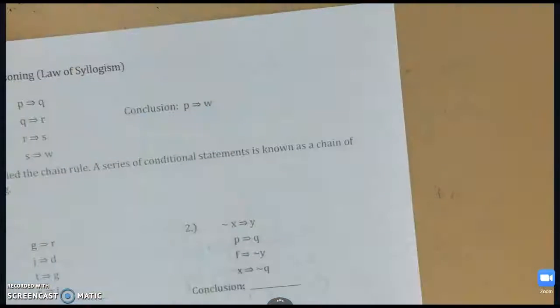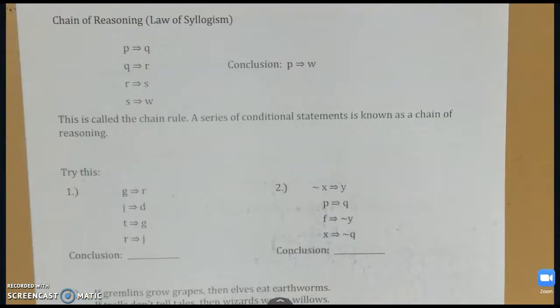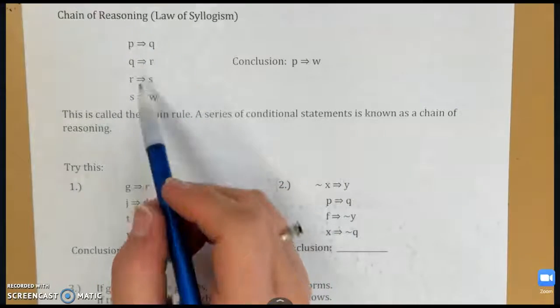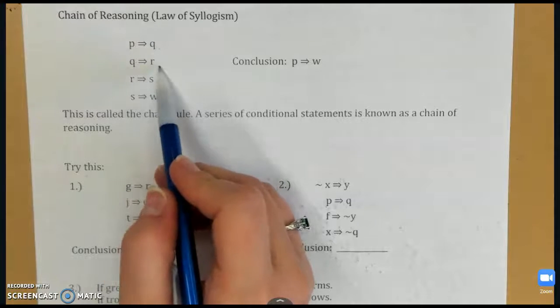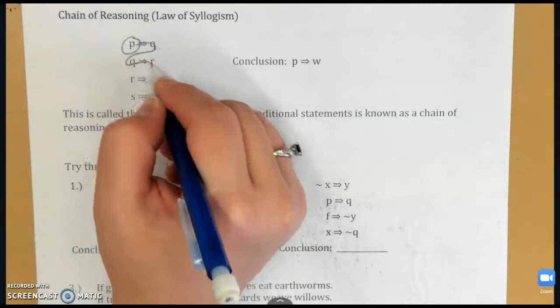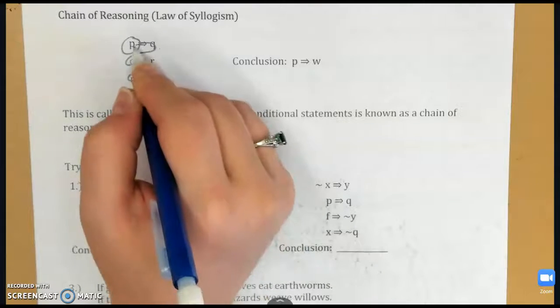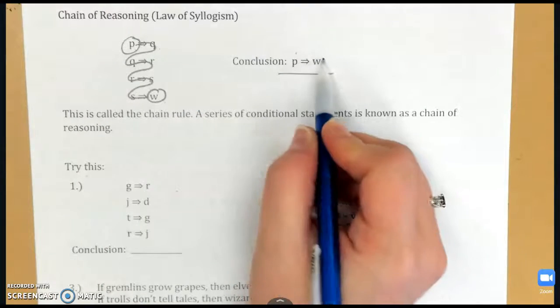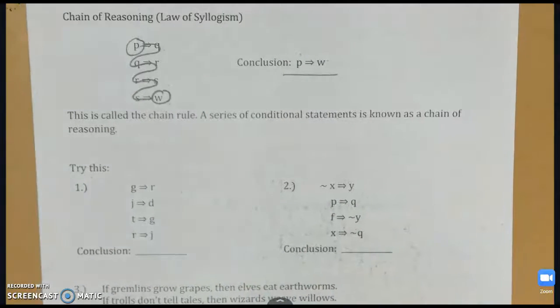Okay, so let's practice some law of syllogism, our chain of reasoning. What this tells us I can do is if I have a series of if-then statements, conditional statements, that relate to each other and flow, I can draw one final conclusion starting with my initial hypothesis and my final conclusion. So here, for example, if P then Q then R then S then W, that means if I'm starting at P, I can use and follow this chain to say if I'm starting at P, my final result is going to be W. So your conclusion would be your initial hypothesis with your final conclusion. So this is our chain rule.